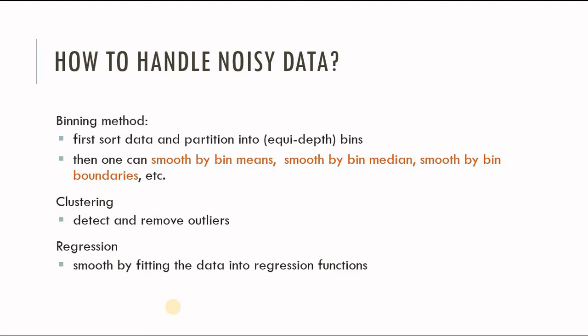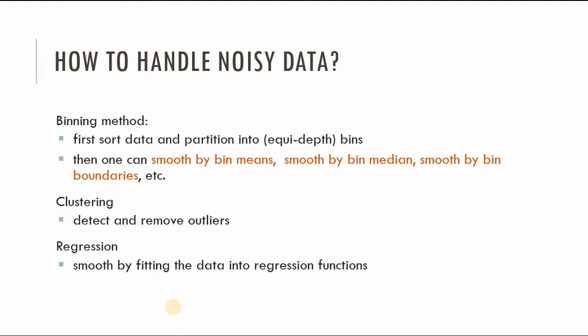The binning method smooths sorted data by consulting its neighborhood, that is, the values around it. The sorted values are distributed into a number of buckets, or bins, and because the binning method consults neighborhood values, it performs local smoothing. By smoothing, we are deleting or cutting the noisy data. Binning can be done by three methods: smoothing by bin means, smoothing by bin medians, and smoothing by bin boundaries.